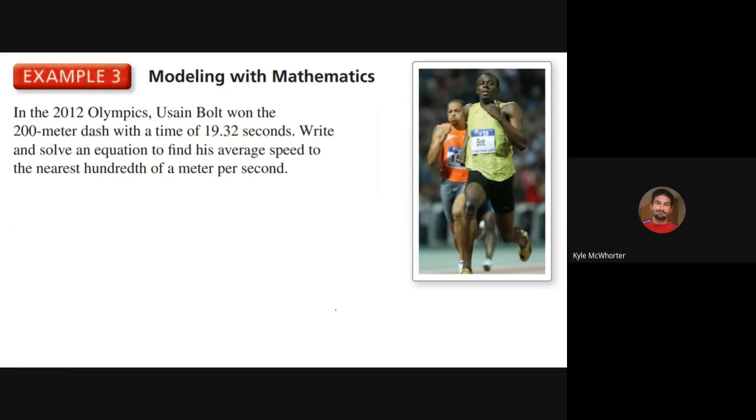Okay, last example, word problems. In the 2012 Olympics, Usain Bolt won the 200-meter dash with a time of 19.32 seconds. Write and solve an equation to find his average speed to the nearest hundredth of a meter per second. Okay, speed. And they said in meters per second, right? Do you know what operation "per" implies?